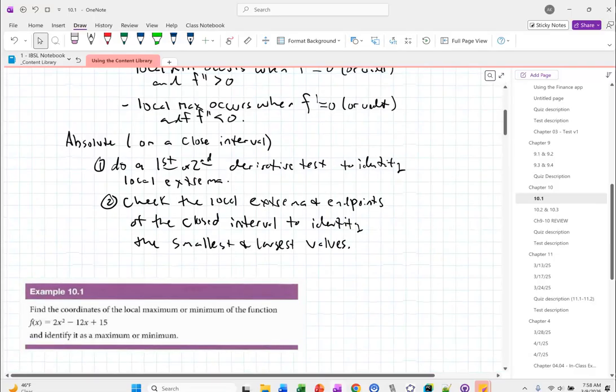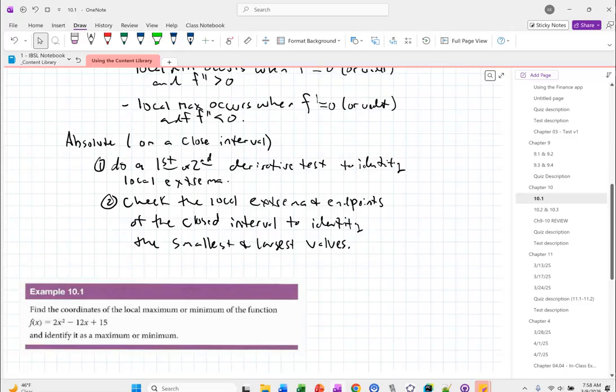To find an absolute maximum or minimum, we're only going to do that if we have a closed interval. What's the difference between an open and closed interval? Do you guys know what I mean when I say open or closed? Closed interval has the brackets at the ends. The open interval has parentheses at the end. That's all we're talking about. Is that okay?